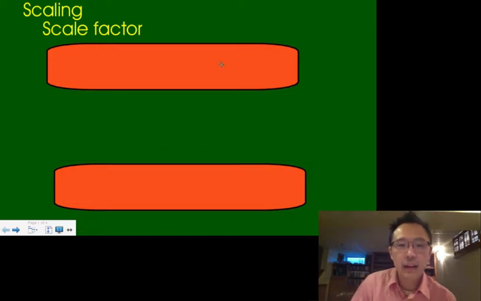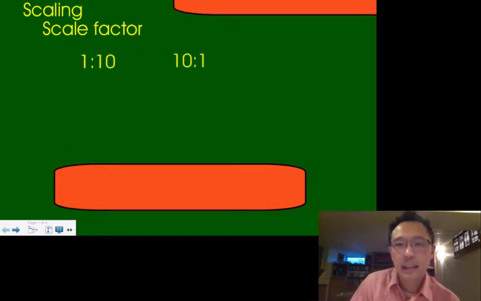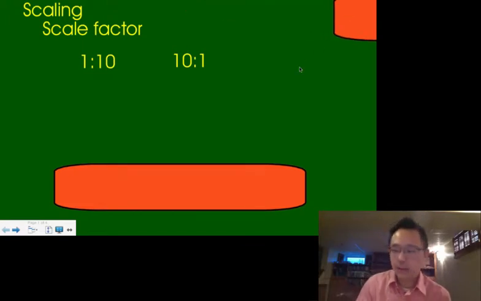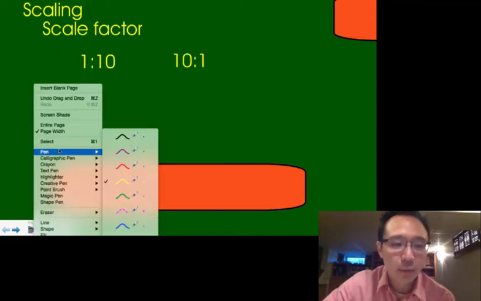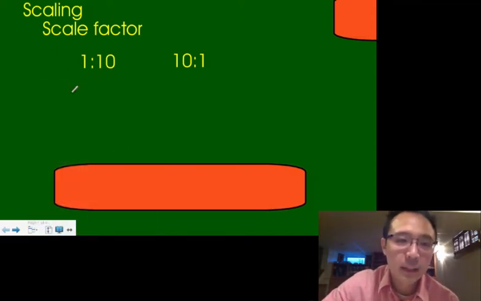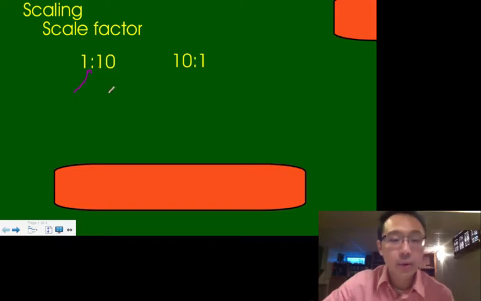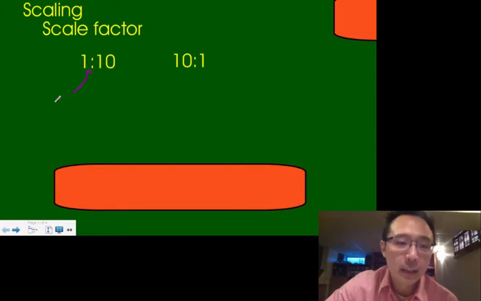So what is a scale factor? Scale factor basically is an enlarged or a smaller version of the actual one, and most of the time you're going to see a number with a colon that's separated by the two numbers. So the colon represents the scale. 1:10 means that it is 10 times smaller. So I'm going to write: what you have is 10 times smaller.